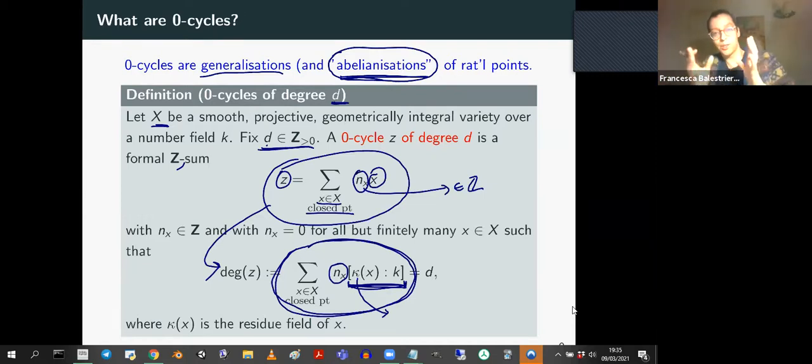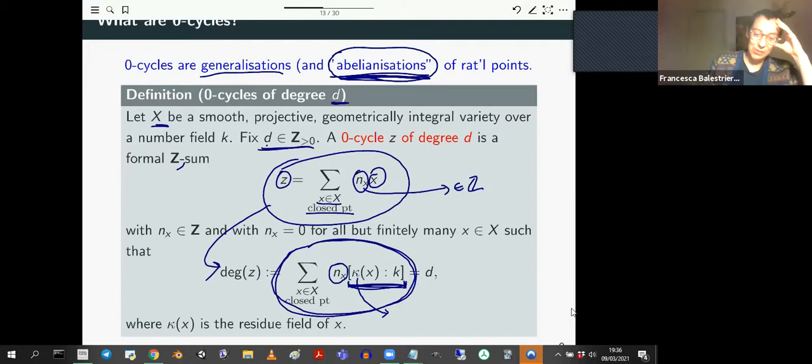And of course, now with zero cycles, it makes sense to add them together, to add points together. And that's why I say they're a kind of abelianization of rational points. Anyway, so this is the definition of zero cycles. They look complicated, but they're kind of nice objects.